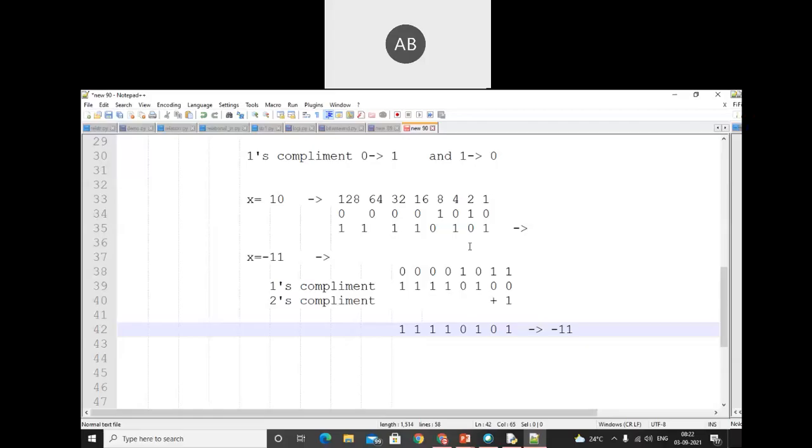Sir, can you explain once more? Because I didn't get how it converted to minus 11. I understood about the 2's complement. Okay, no, don't worry about that.